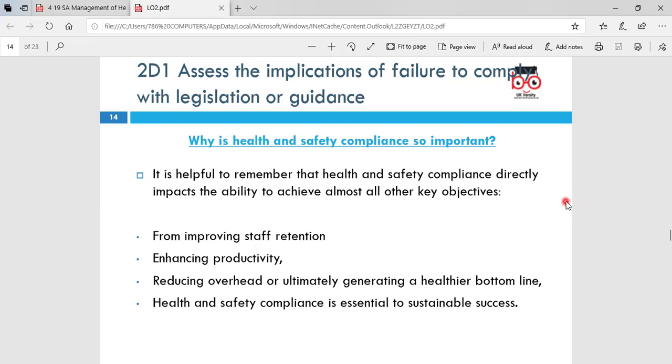So actually, why is health and safety compliance so important? Compliance means when you're adhering to what you have to do. So what we do, we improve staff retention. We don't want staff dropouts. How do we improve staff retention? Anyone? Is there any way to improve staff retention? So what are the ways of improving staff retention? Any ways that you could let me know of?